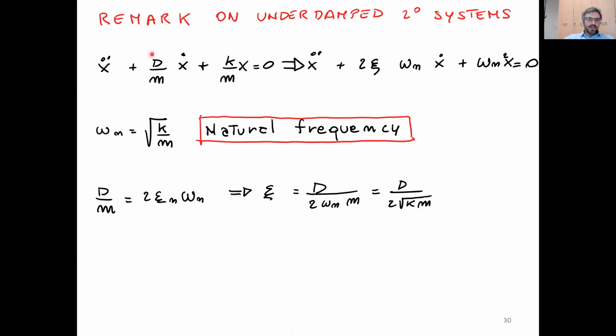We know that d over m is equal to 2 z omega n. Then we replace omega n inside here, and we can work out z as d over 2 square root of km. And this is the damping ratio, and we call this critical damping. So you remember, when you have critical damping, the system has two coincident real poles, whenever z is equal to 1. So whenever the damping of our system is equal to 2 square root of km.